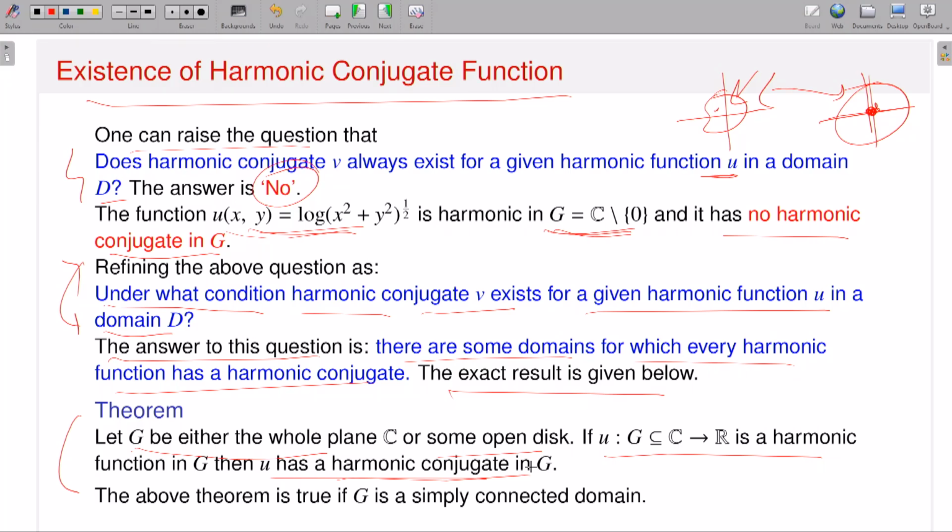So if I start with a harmonic function on some nice domain, that means the full complex plane or an open disk, then this harmonic function will always have a harmonic conjugate. The above theorem is also true if I replace G by a simply connected domain. As I said, in the definition of a simply connected domain, if I take any simple closed contour there, I can deform that contour to a point without leaving the domain. If I have that kind of domain and take a harmonic function on it, then the harmonic conjugate always exists. So that is the theorem.